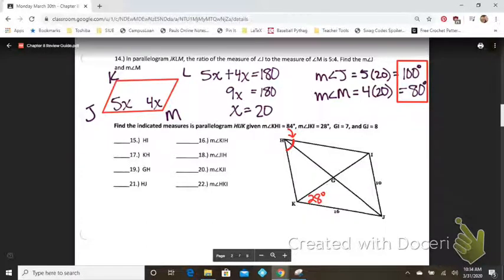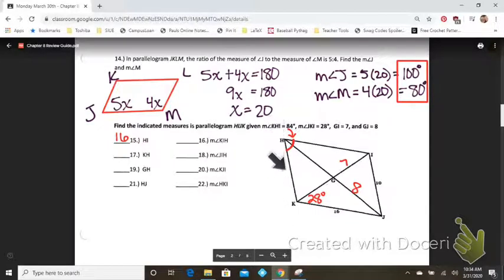GI has a length of 7. GJ has a length of 8. And they've also labeled some other sides for us. IJ is 10, KJ is 16. All right, with all of this, we need to know the length of HI. That one should be easy. It's opposite KJ. Opposite sides are congruent. So 16.